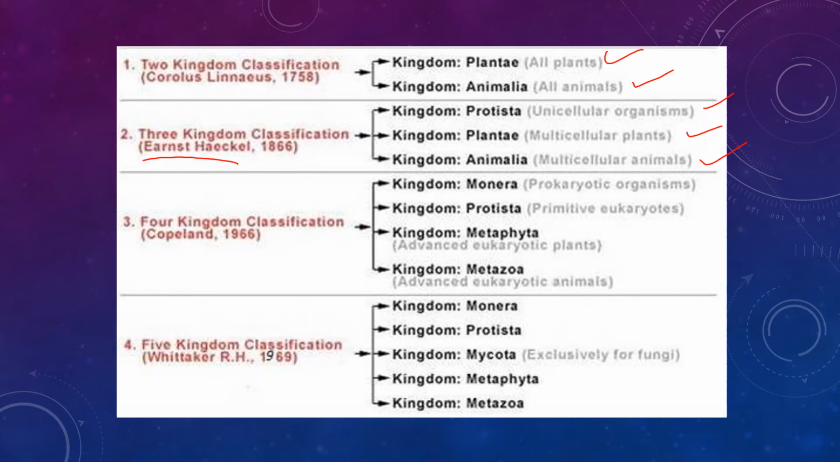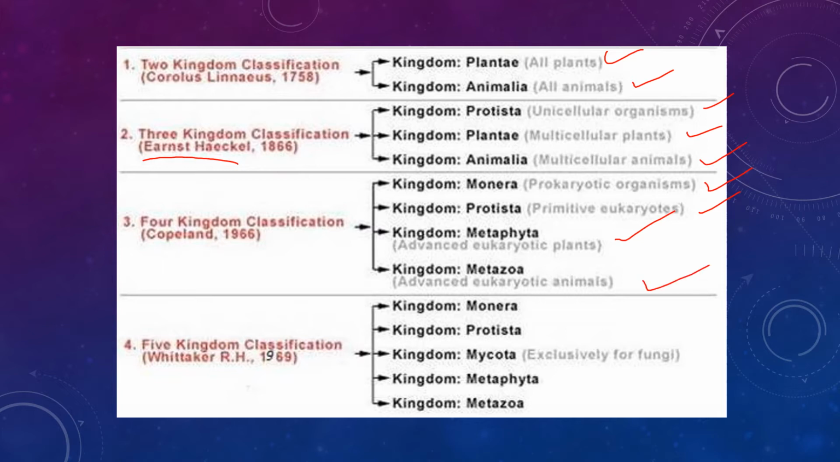Next came the four kingdom classification. The four kingdom classification was postulated by Copeland in the year 1966. It included kingdom Monera, which includes prokaryotic organisms. Then kingdom Protista, which included primitive eukaryotes. Then kingdom Metaphyta, which includes advanced eukaryotic plants. Then the last kingdom under the four kingdom classification was kingdom Metazoa, which included advanced eukaryotic animals.